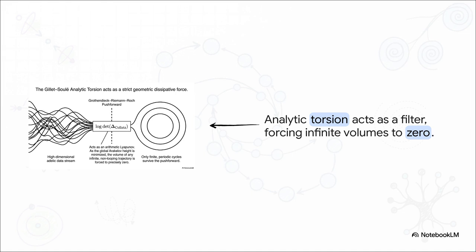As this high-dimensional adelic data stream is pushed forward, the Collatz analytic torsion, represented here by the log determinant of our Collatz Laplacian, acts as a geometric dissipative filter. It functions just like an arithmetic Lyapunov functional. Because it absolutely has to minimize the Archimedean height, the volume of any infinite non-looping trajectory is forced exactly to zero, no exceptions. Only the finite periodic cycles can survive this push forward.